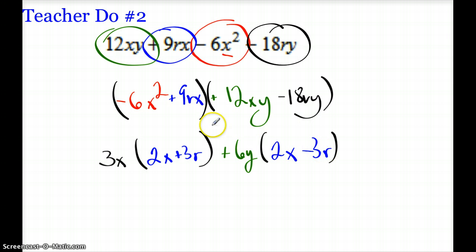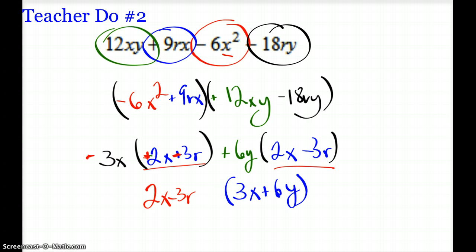Now, I did make one mistake right here in the very beginning. This should be a negative 2x. Now they look almost identical. They are different though. This is plus 3r, this is minus 3r. Now what I'm going to do is take out something a little bit different. I'm going to make this a negative 3x so I can switch the signs. This becomes a positive and this becomes a negative. Now they're exactly the same. I'll have the 2x minus 3r here, that's this one and this one. Now they're the same. And I'll have the last group, which is 3x plus 6y.